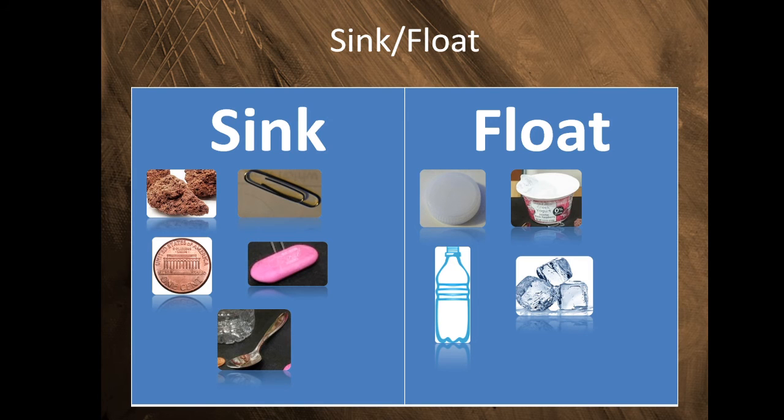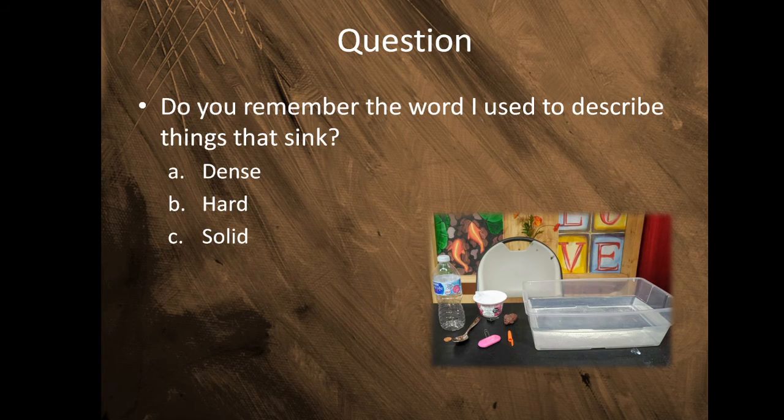Now I'm going to ask you a question. Do you remember the word I used to describe the things that sink? Is it A, dense, B, hard, or C, solid? What was the name that I used to describe things that sink? Was it A, dense, B, hard, or C, solid? If you said dense, give yourselves 2 points. Good job.